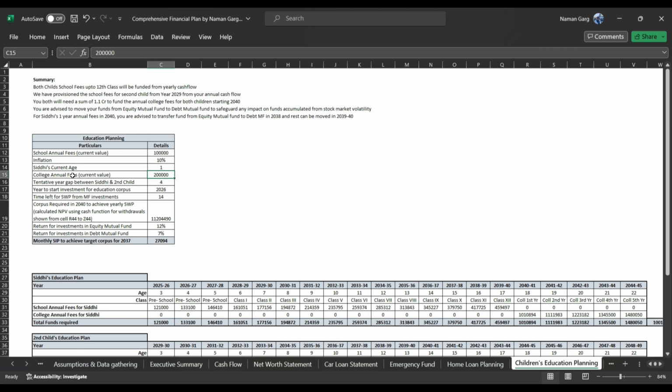I hope that you already understand that a college annual fee of 2 lakhs in current value will be equivalent to approximately 10 lakhs after 16 years from now. This is post considering education inflation of 10% every year.